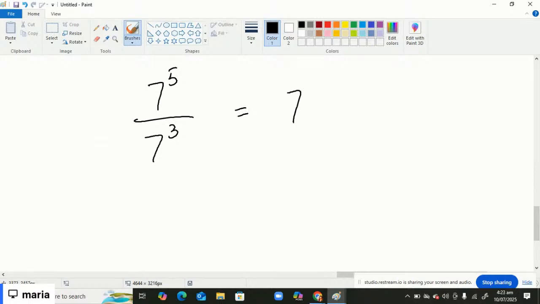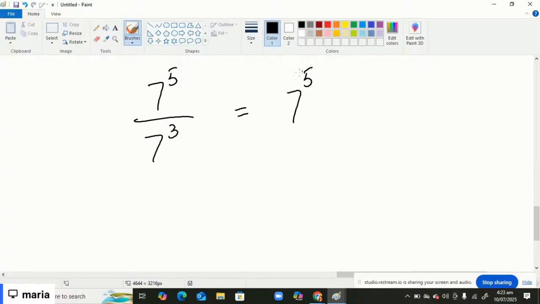Sometimes if the bases are different, we are not able to work with the exponent forms. We are not applying any kind of operation like division, multiplication, addition or subtraction over there. But if the bases are the same, we apply all these rules.